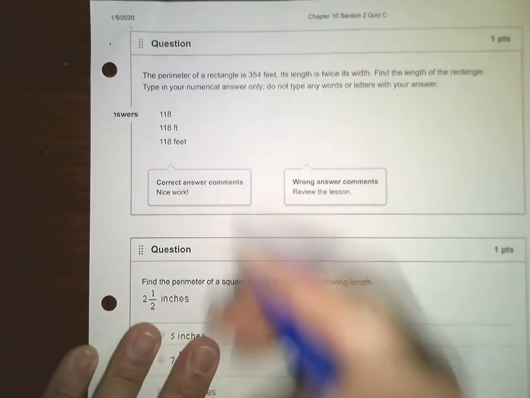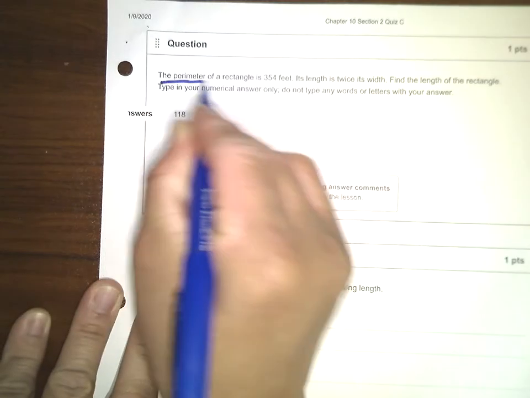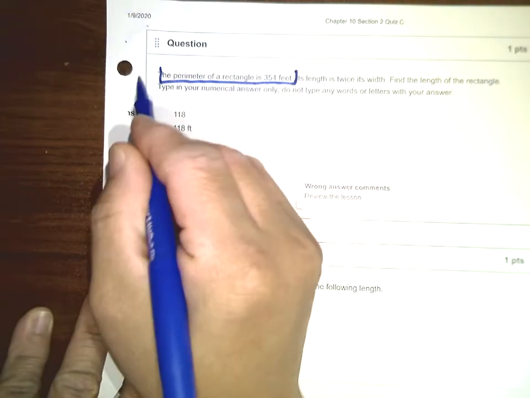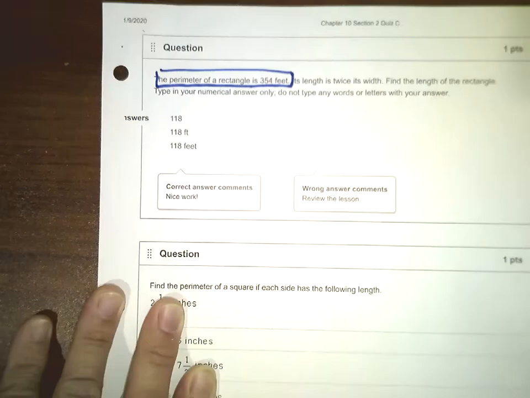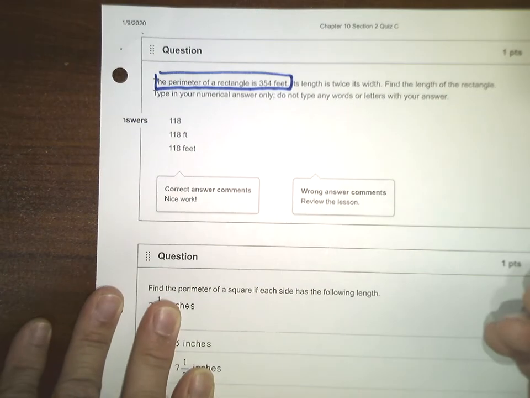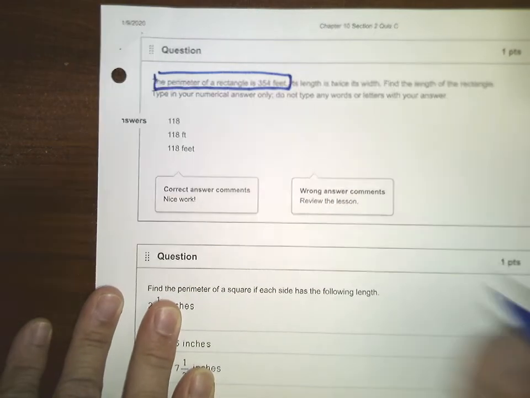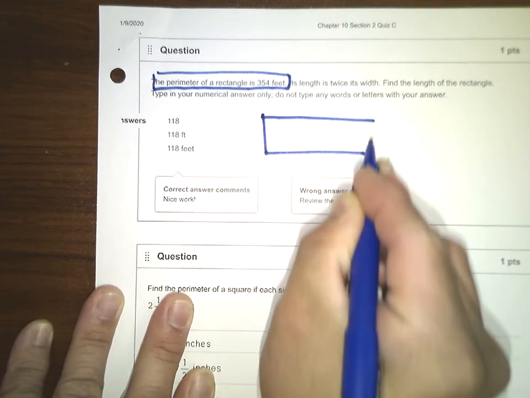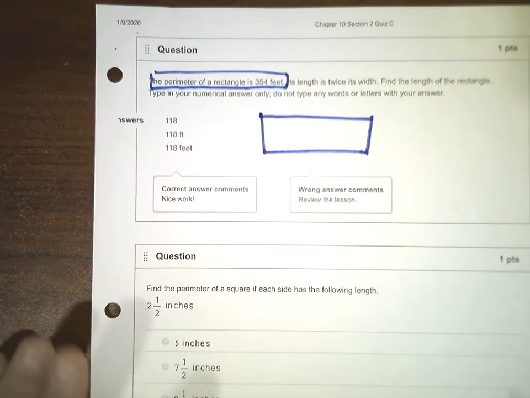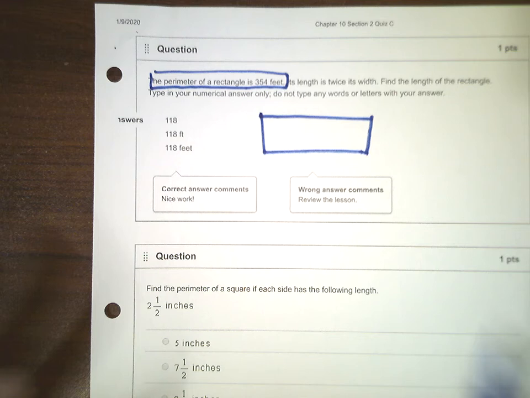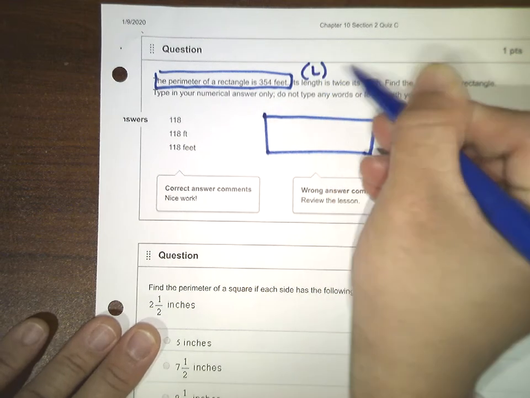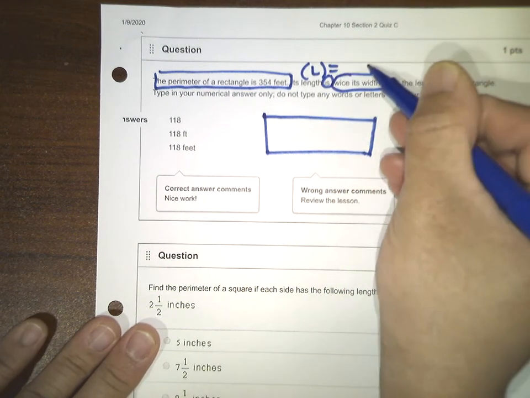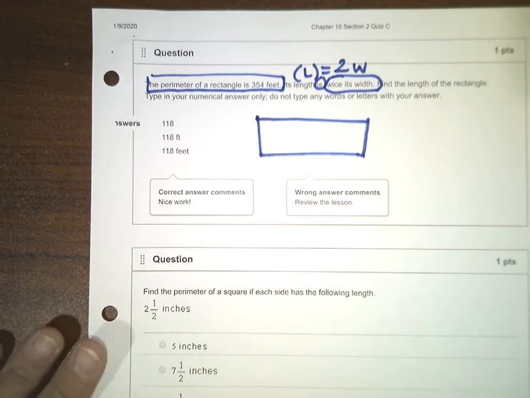Find the perimeter, or again, the distance around a rectangle that, this time, is 354 feet. All right, so that's saying that the total distance around is 354 feet. So now it's saying the length, and we'll call that L, is equal to twice its width, and we'll call the width W, so 2 times its width.